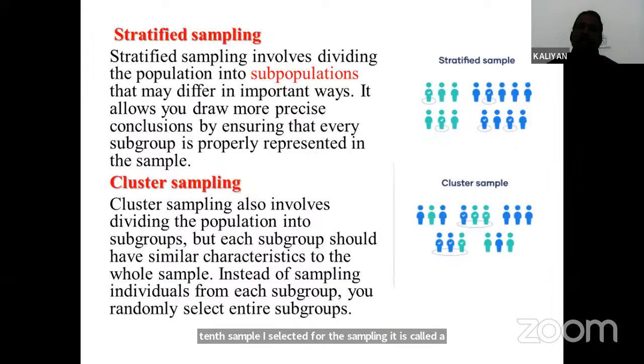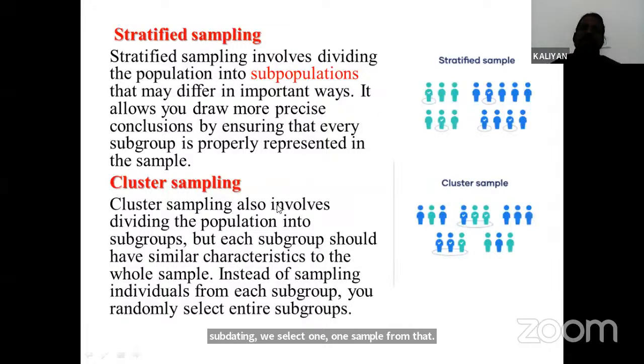And stratified sampling. Stratified sampling is where we divide the population into subpopulations. From that subpopulation, we select the sample. See in stratified sample, we subdivide the population, and from each subdivision we select one sample. It is called stratified sampling.